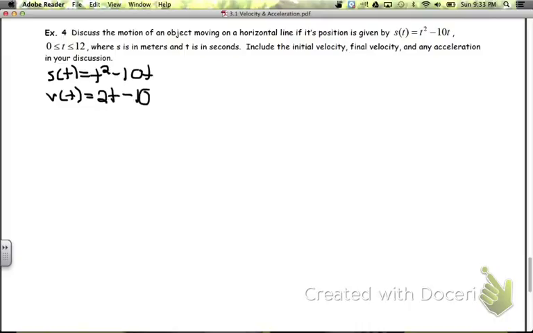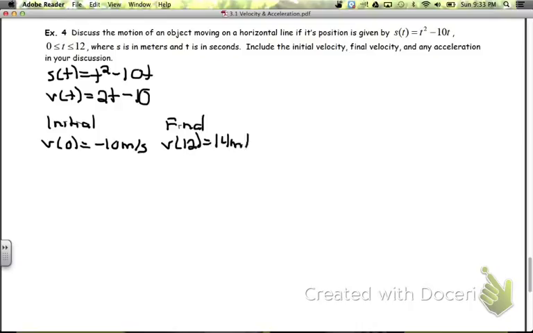Since we are given a range here between 0 and 12, I know my initial. We're finding our initial when our time is 0, so we would have this being equal to negative 10 meters per second. And our final, since we're given a range, we know is at 12 seconds, which is equal to 14 meters per second. So that's just discussing our initial and our final velocities.